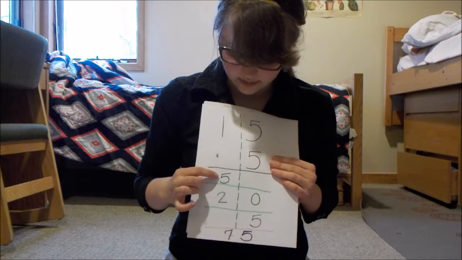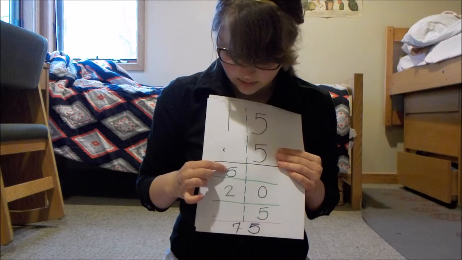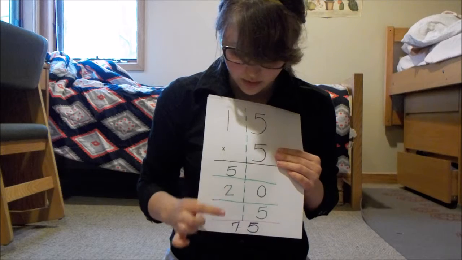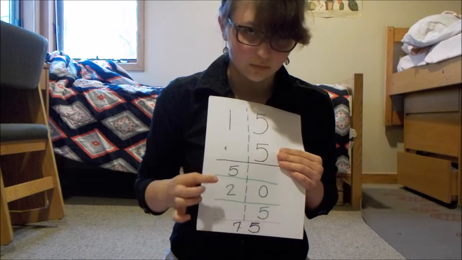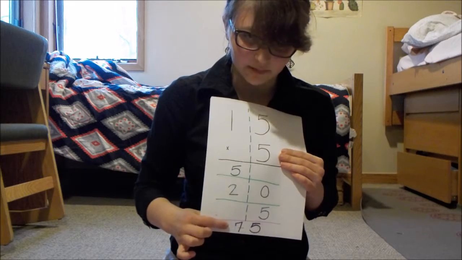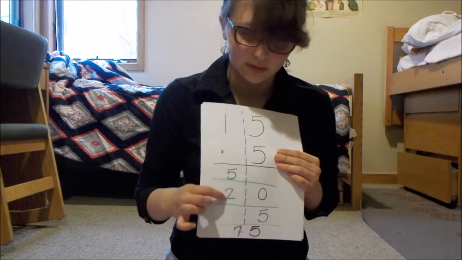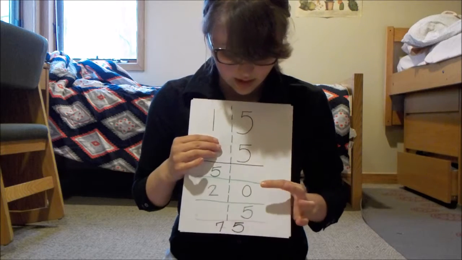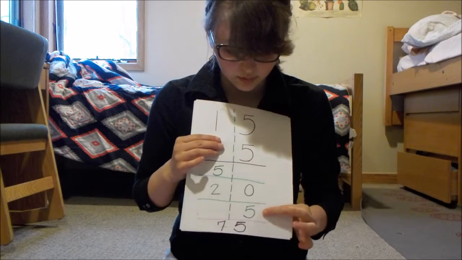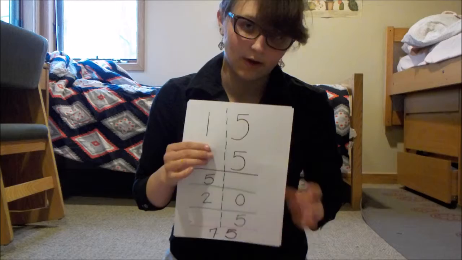Now we have to add. So in our tens place, 5 plus 2 is 7, but since it's in the tens place, 50 plus 20 is 70. And then our ones place, 0 plus 5 is 5, for a total of 75.